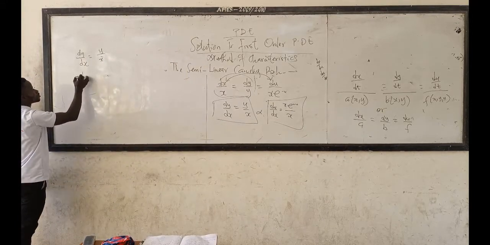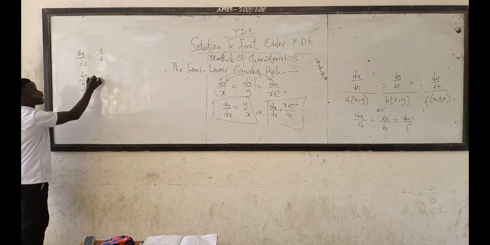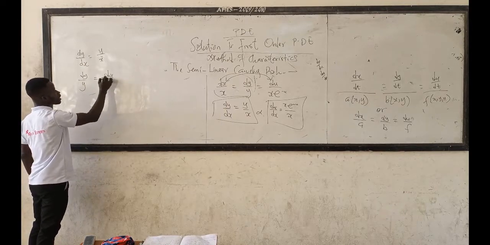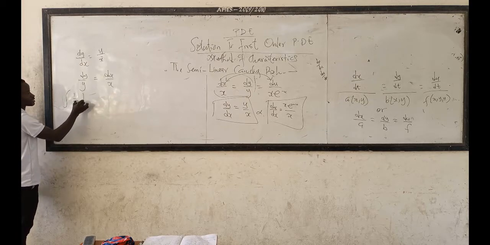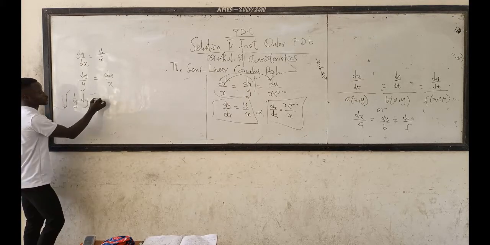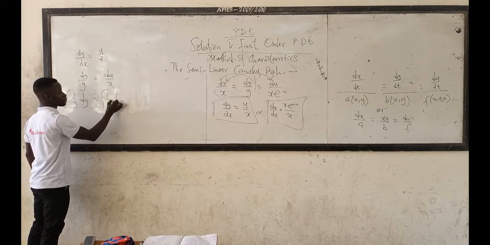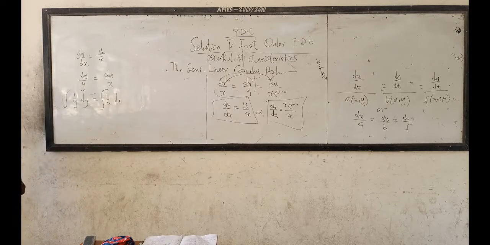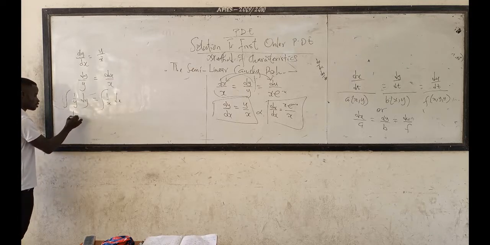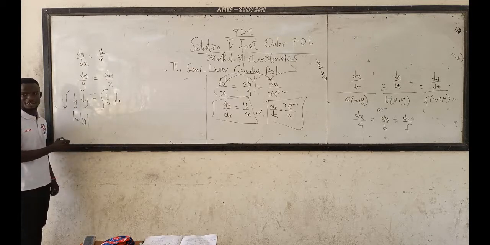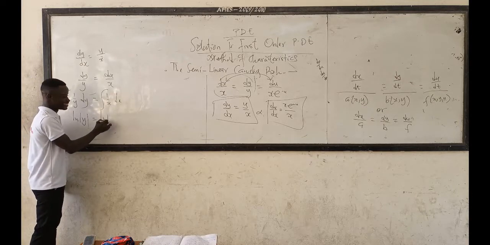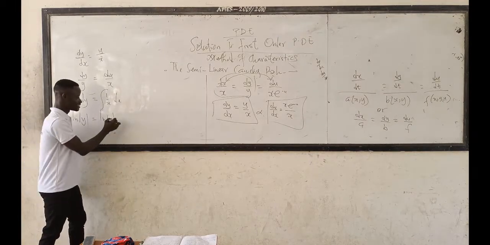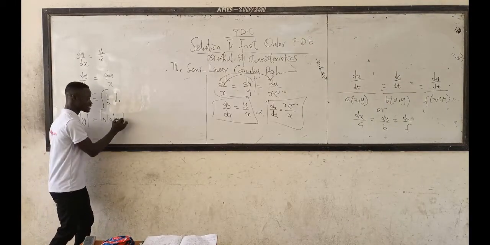Okay, so here, dy over y is equal to dx over x. So this can be integrated on both sides, like this. You see that? And this one too is like this. So what are we going to get here? ln y is equal to ln x plus C.